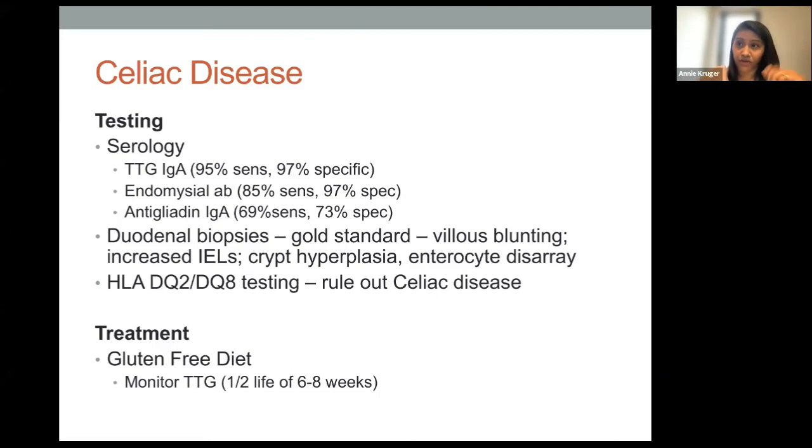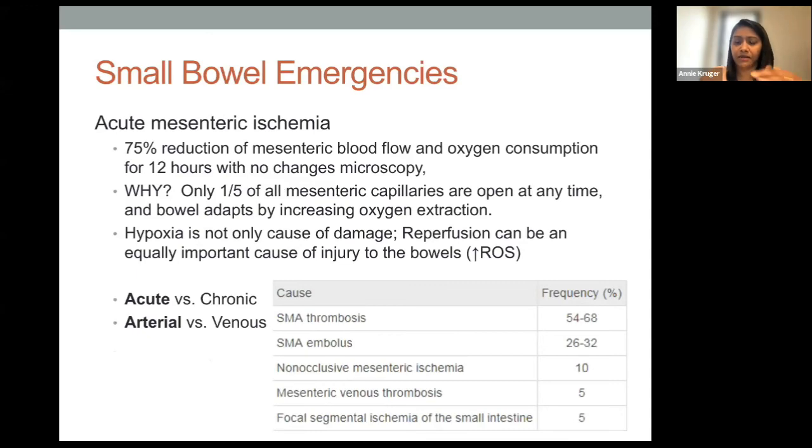Obviously, the treatment for celiac is a gluten-free diet, and you do need to monitor the TTG if they have elevated levels to begin with, every 8 weeks to 6 months at least, to see if they're remaining gluten-free.